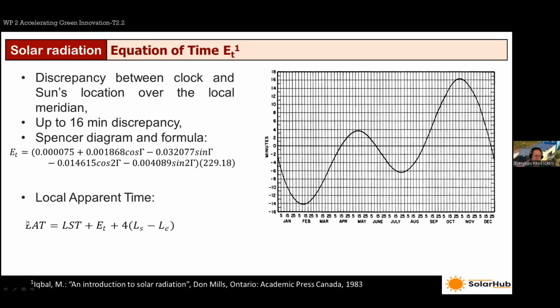And this can be calculated using this formula here, the local apparent time, which corresponds to the solar time, so to speak. It's based on the local standard time, this error, the equation of time, and another factor, which is the deviation from the local meridian longitude. So we take into account the exact longitude of the location we want to calculate the local apparent time for, and we include this in the calculation formula. This part here is also calculated in minutes, so the whole formula gives the time in minutes.